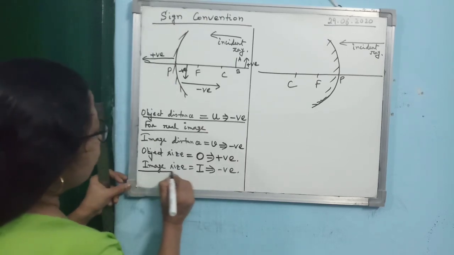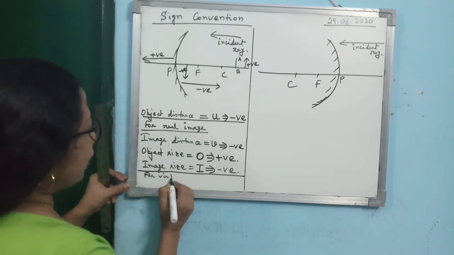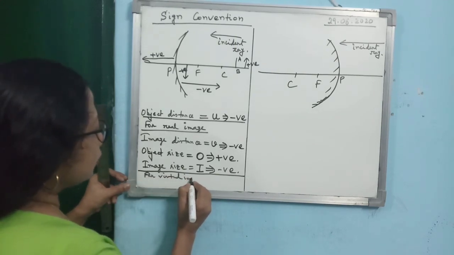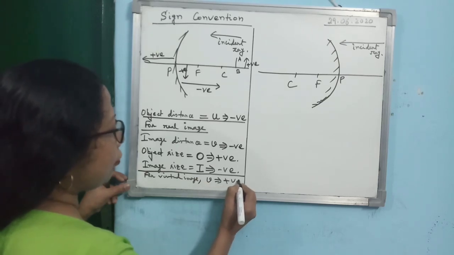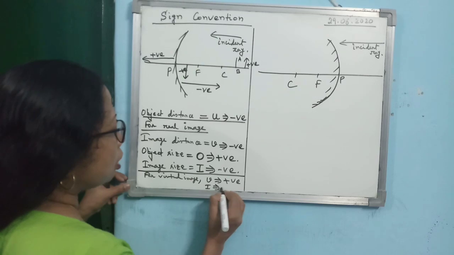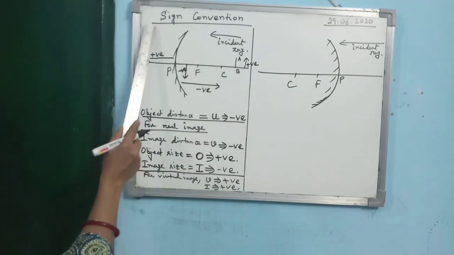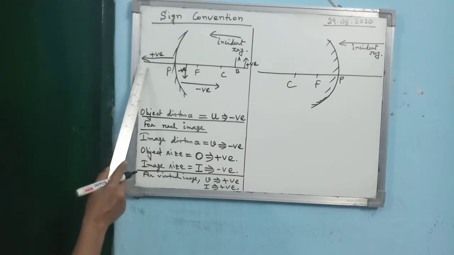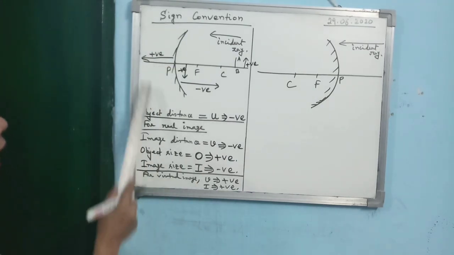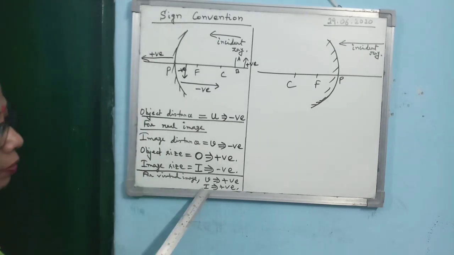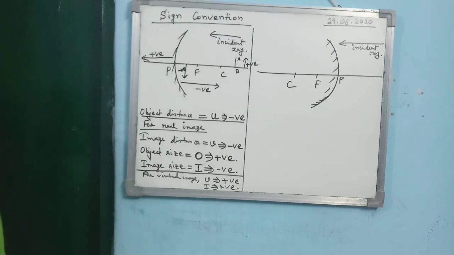Another point, for a virtual image. For a virtual image, V is positive and I is also positive. Because you can remember that the virtual image is formed behind the mirror, and behind the mirror distances are positive. So V is positive, and the image is also erect. Erect means it is above the principal axis, so positive. Is that clear?